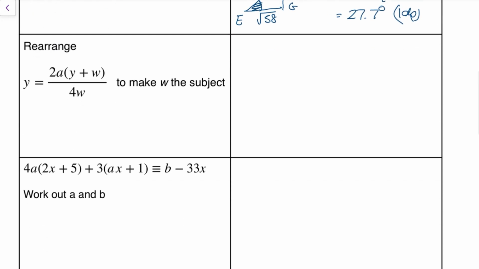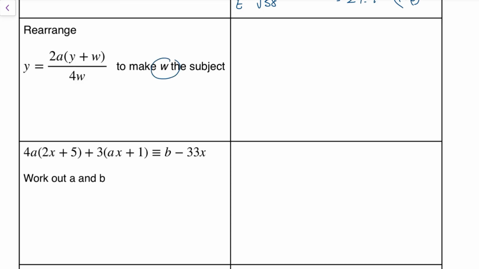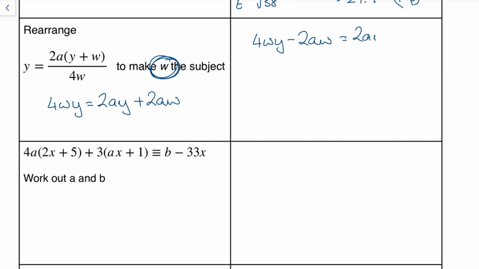Next question. Rearrange. Now I want W to be the subject. So I'm going to concentrate on getting the W. The first thing I'm going to do is multiply by the denominator, which is going to give me 4WY, and expand the brackets, which is 2AY plus 2AW. Then I'm going to collect everything with a W on the left. So that's going to be 4WY minus 2AW is equal to 2AY.